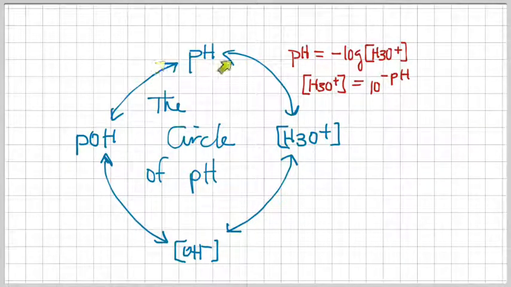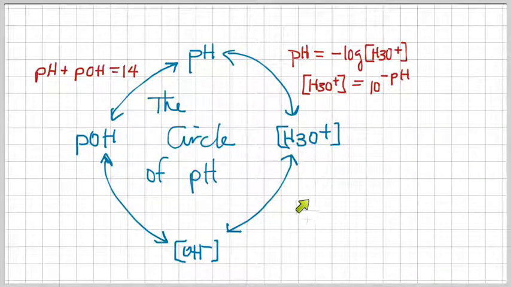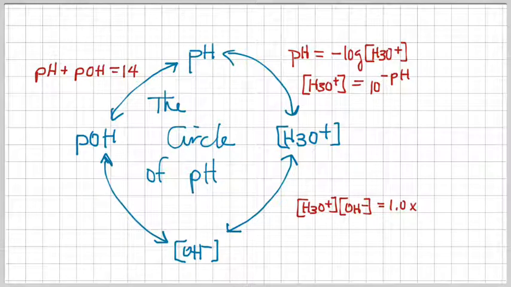I just showed you how to get between pH and pOH. We know that they add up to 14. So pH plus pOH equals 14. Going between hydronium ion and hydroxide ion concentration, that's the first equation we learned in this chapter. The product of those two concentrations is 1.0 times 10 to the minus 14.